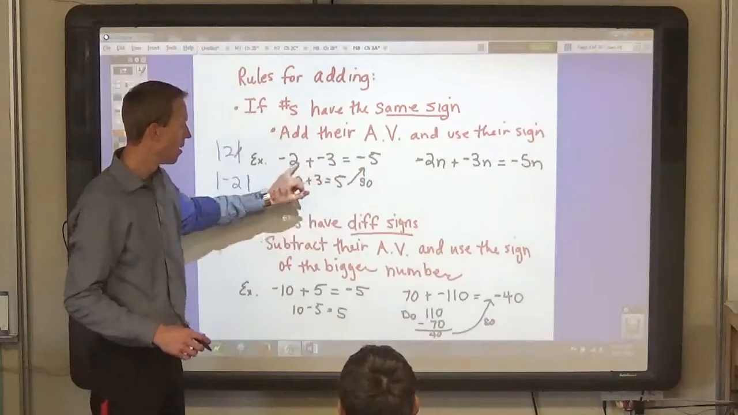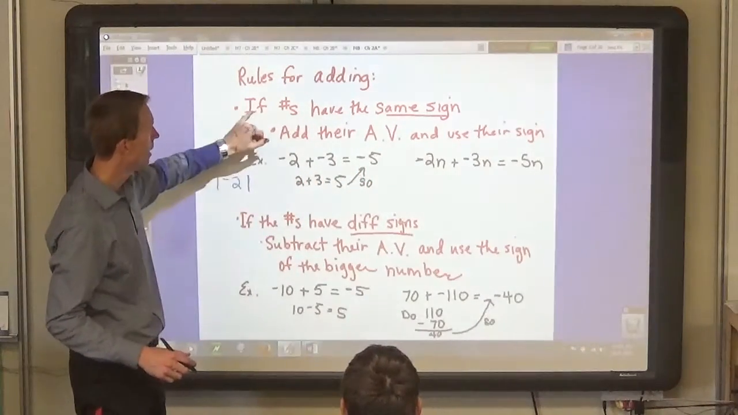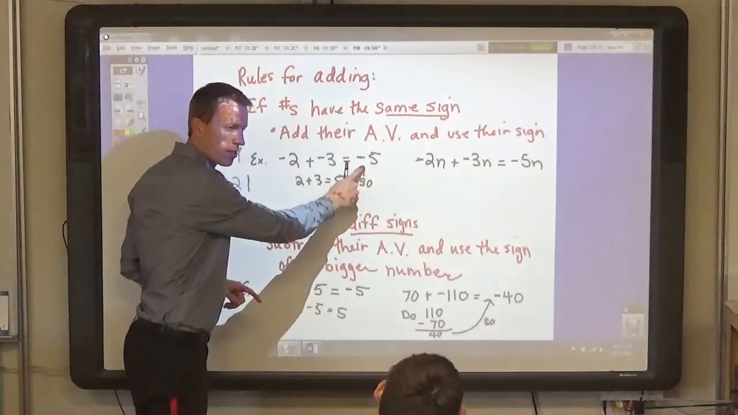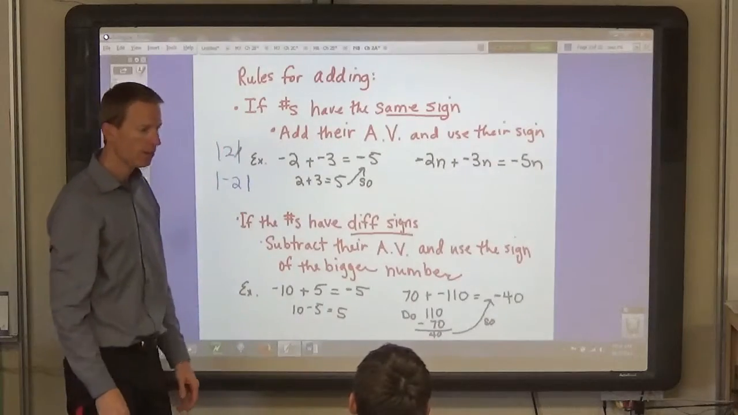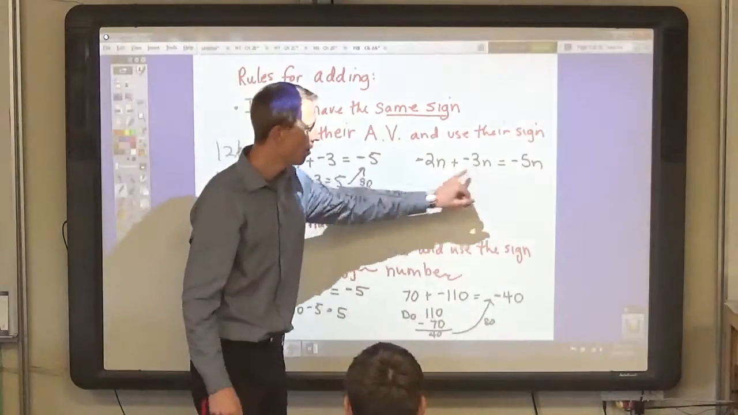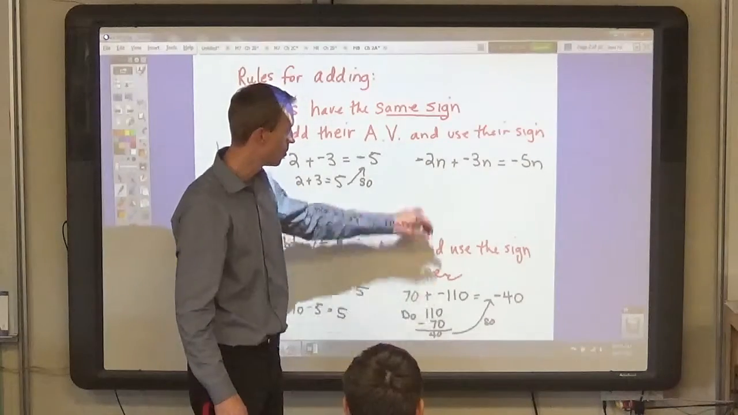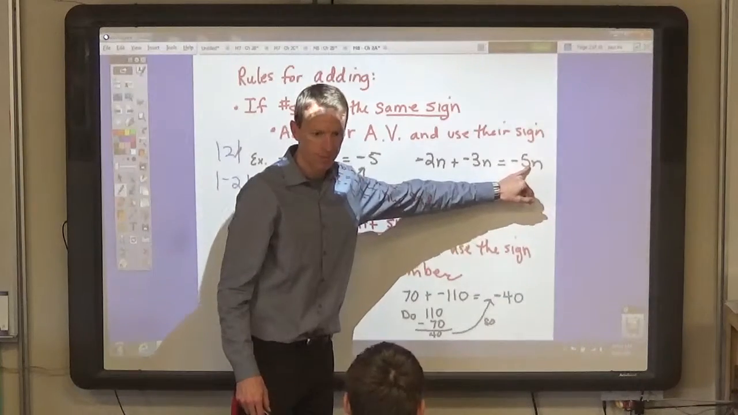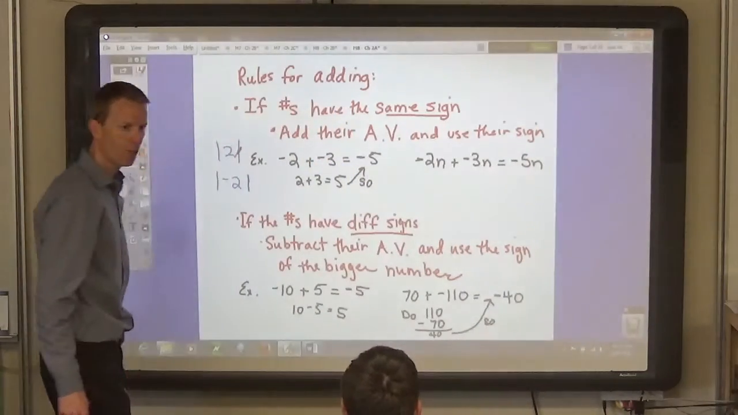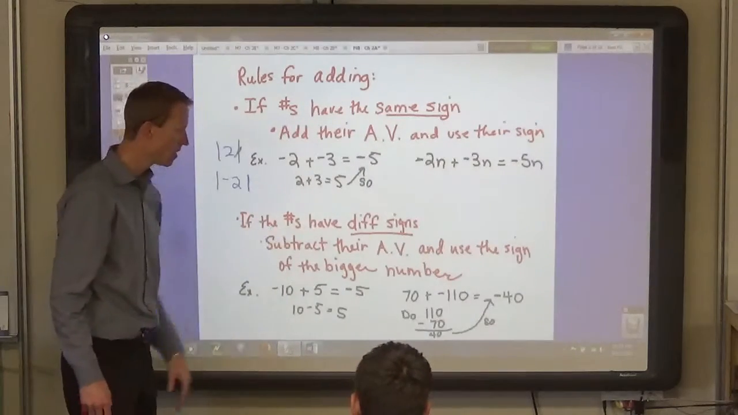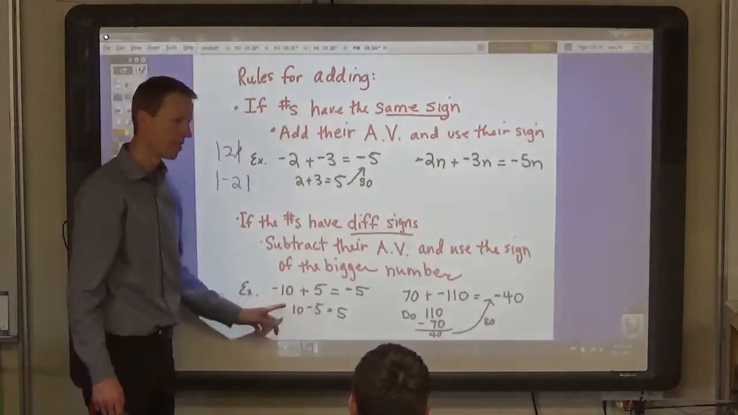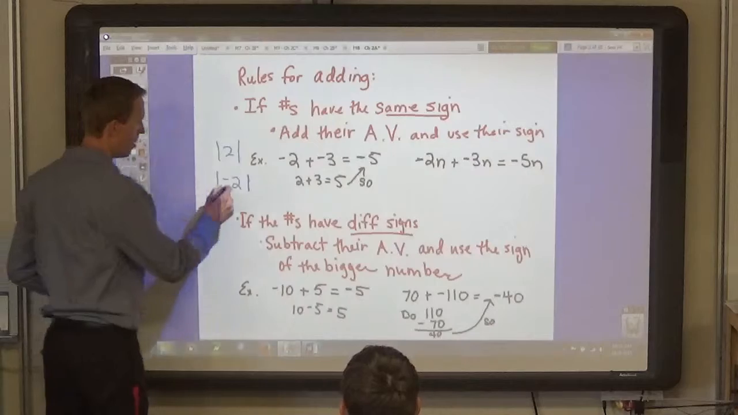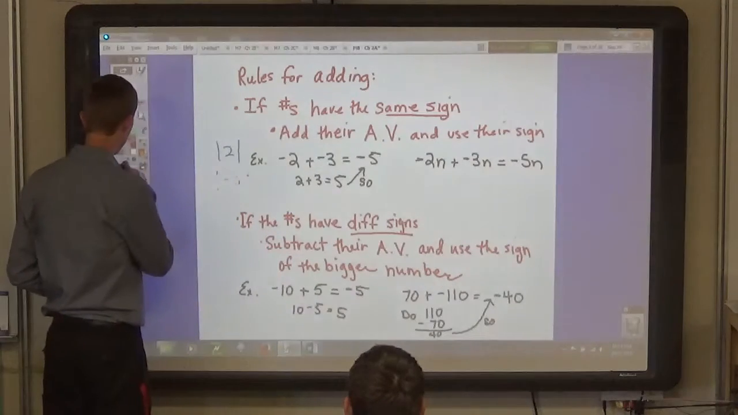Okay? To simplify this, we would say if they have the same sign, you can just add the digits and use the sign given. Okay? The same is true for variable expressions, or variable terms. -2n plus -3n is -5n. Okay? Does that make sense so far? Yeah. If they have different signs, then you have to subtract their absolute values. And that's where the absolute value concept comes in more practical. It is more helpful, I should say. Okay?